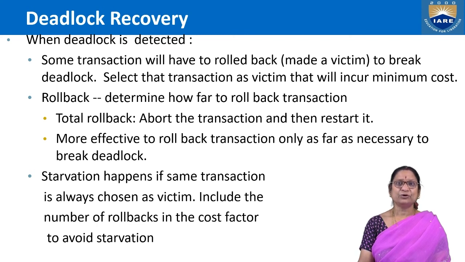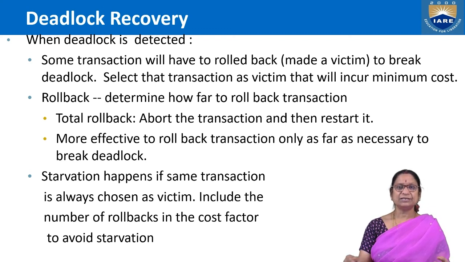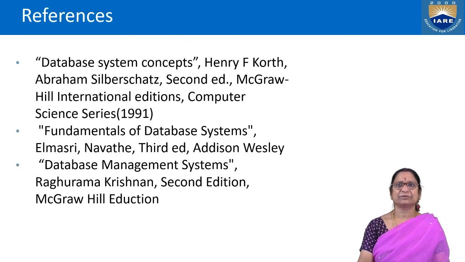Right? So to avoid this starvation state, we may include the number of rollbacks done for each transaction, and depending upon that, the victim can be selected. The number of rollbacks is included in the cost factor to avoid starvation, so that a transaction already rolled back, for example, 5 or 6 times, will not be selected the next time it is a candidate. Another transaction having minimum cost will be selected instead, so that starvation can be avoided while recovering from deadlock.